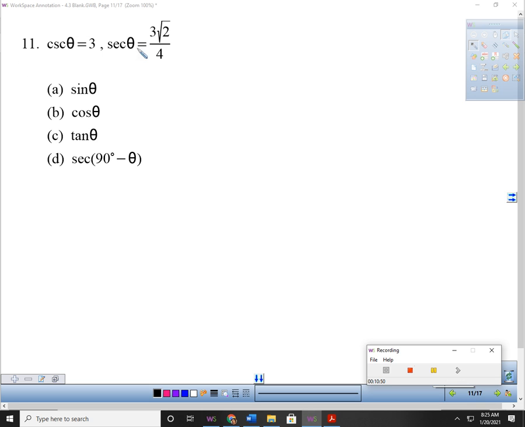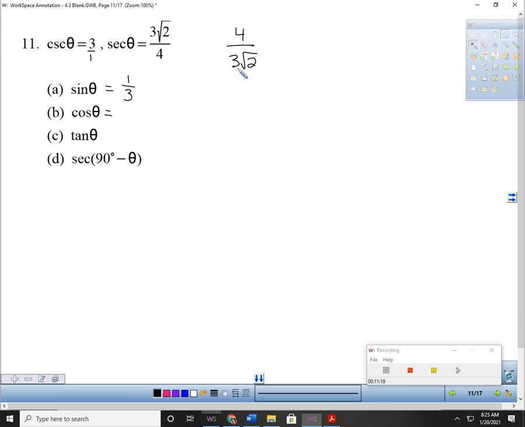So on number 11, I know that sine is the inverse of cosecant. So if I want to know the sine, I would literally just flip my cosecant, which in this case is 3 over 1. So I would flip it, and that's 1 over 3. I know that cosine is the inverse of secant. So I would flip this one, but I'm going to have to do a little work because if I flip it, I have this, right?